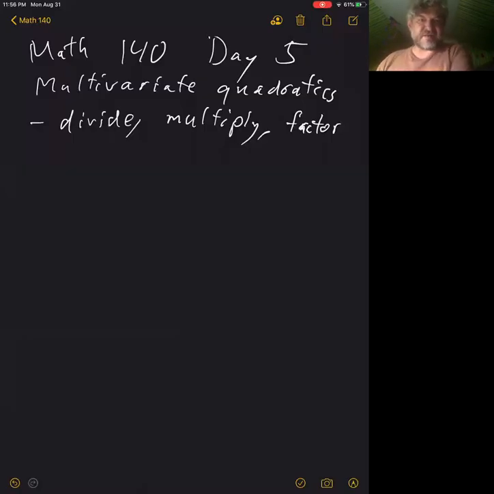Hello everybody, this is Math 140, day 5, and now the topic which is arguably the hardest in the entire module, I think, and that's multivariate quadratics. It goes to multiple variables, and we want to divide and multiply them, and in order to successfully do that and simplify, we need to look at factoring them. This is going to be just one big example. And let me start with the problem.